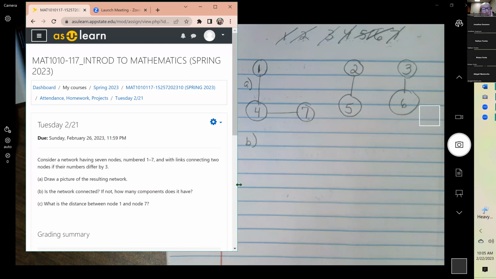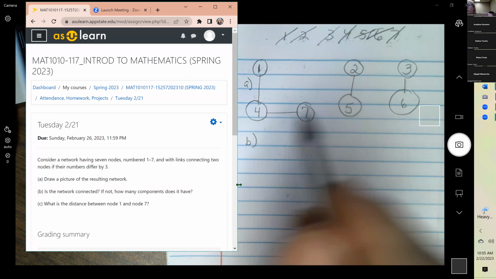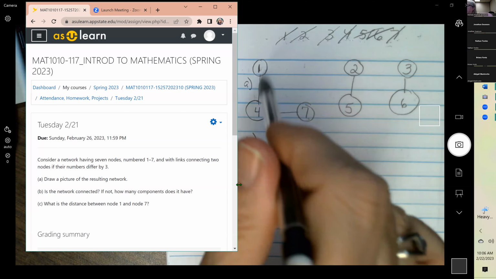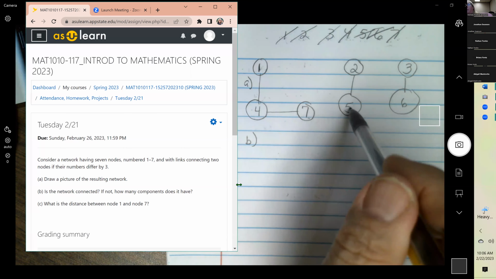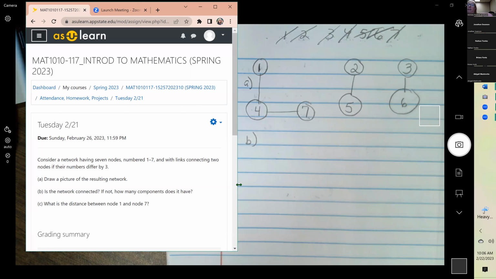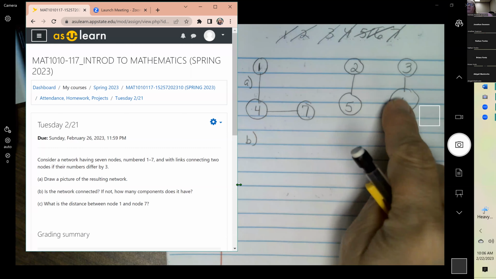Is the network connected? To be connected, you have to be able to go from each one of the nodes to every other one. Well, 1, 4, and 7 are connected. But from 1, 4, and 7, I can't get to this one or this one. So it is not connected. We have 3 components.